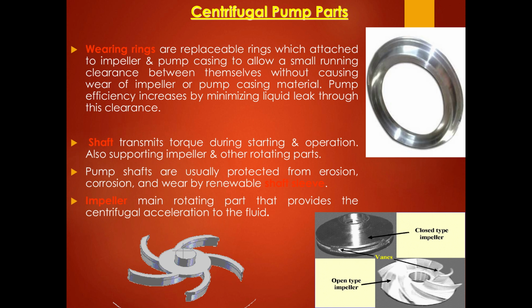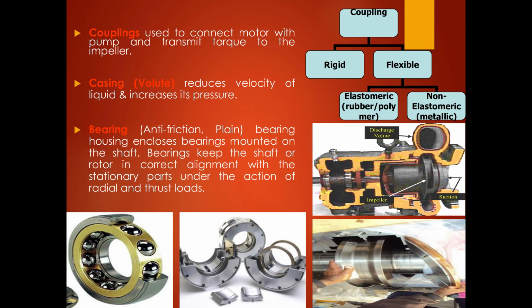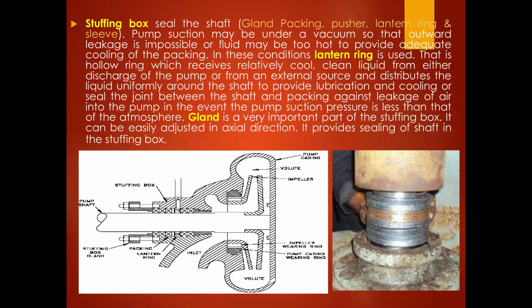Impeller is the main rotating part that provides the centrifugal acceleration to the fluid. Couplings are used to connect the motor with the pump and transmit torque to the impeller. Casing volute reduces the velocity of the liquid and increases its pressure. Bearings: anti-friction and plain. Bearing housing encloses the bearings mounted on the shaft. Bearings keep the shaft or rotor in correct alignment with the stationary parts under the action of radial and thrust loads. Stuffing box seals the shaft: gland, packing, pusher, lantern ring, and sleeve.